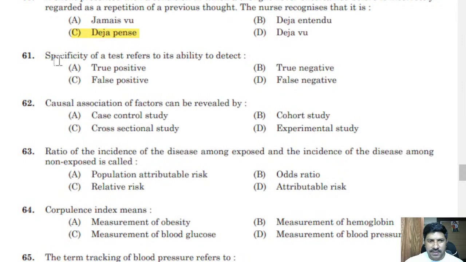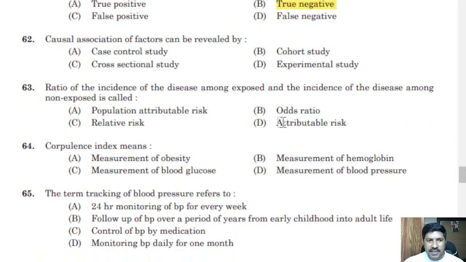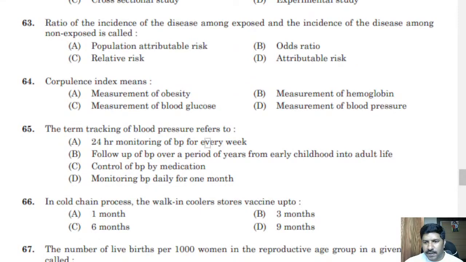Then 61st question. Specificity of a test refers to its ability to detect? Correct answer is true negative. 62nd question. Causal association of factors can be revealed by? Correct answer is case control study. Causal association of factors can be revealed by case control study.